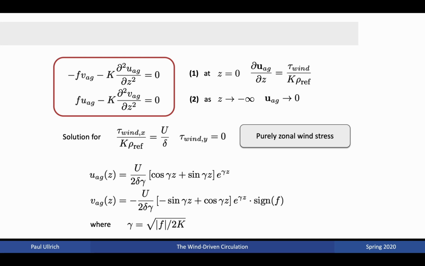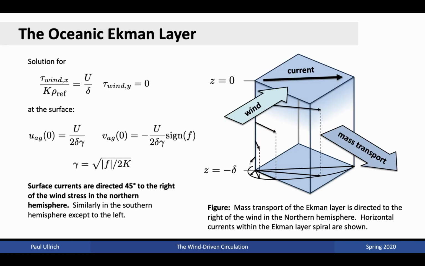Under these conditions, we can solve directly for the ageostrophic wind in the zonal and meridional directions and obtain the equations below. This expression may be quite daunting at first look, but let's consider the special case of the near surface. In the near surface, that is, imposing z equals 0, we have that the ageostrophic wind in the zonal direction is u over 2 delta gamma, and the ageostrophic wind in the meridional direction is negative u over 2 delta gamma.